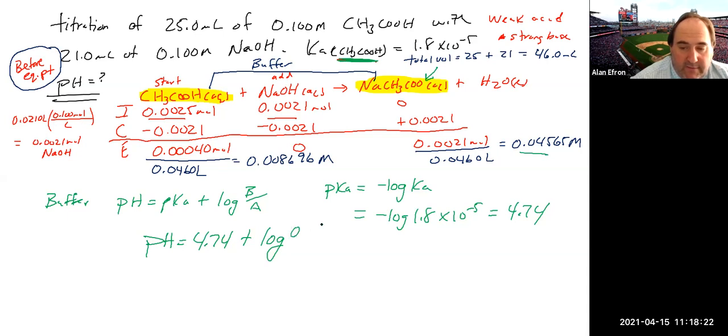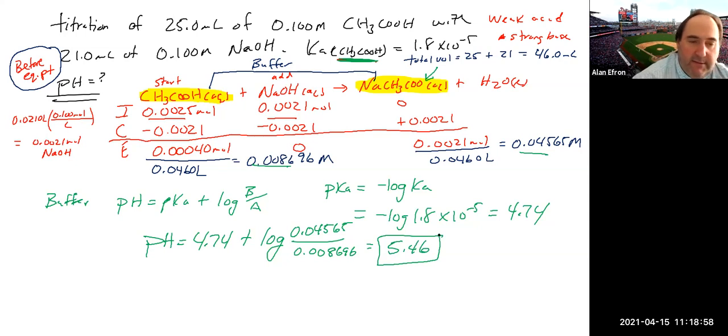So 0.04565 divided by our acid there on the bottom, 0.008696, going to get us, looks like maybe a 5.46 in terms of our pH at this point. Question on that calculation there?